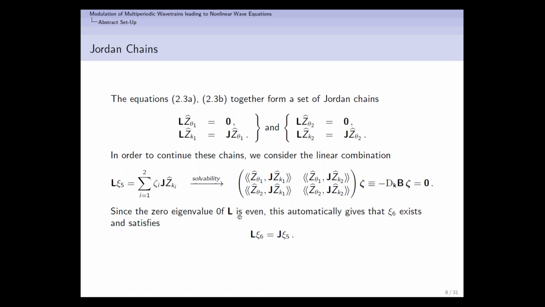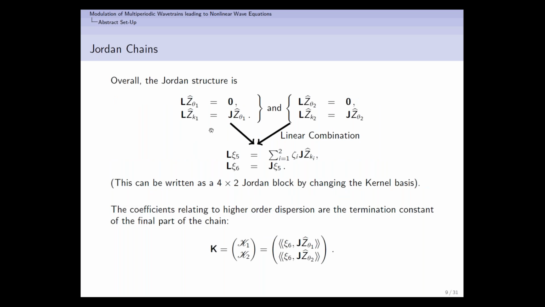Okay? Now, because L is self-adjoint, the multiplicity of its 0 eigenvalue is even, and so that corresponds to the fact that all Jordan chains in this setting are even. And so if I show that psi 5 exists, then I get psi 6 for free. Okay? So summarizing that, I end up with a sort of chain, in inverted commas, of length 4 by combining these two Jordan chain structures here into another part of the chain. And this is how it's going to appear in the theory.